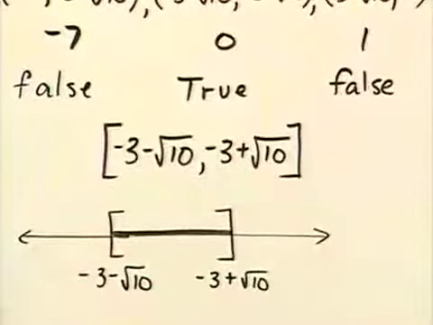And our original inequality said less than or equal to, so we want to include the endpoints as part of our solution. And if I graph this solution, it's every point in between our endpoints, including our endpoints.